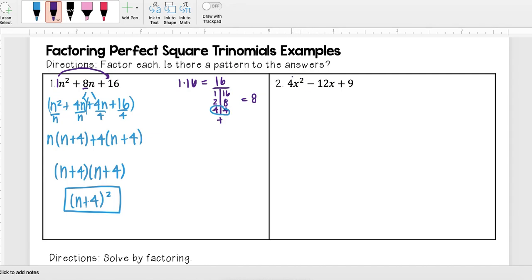Okay, let's try another one. So first, I'm going to do a times c, so I have 4 times 9 to get 36. I'm looking for two numbers that multiply to 36, but then add to negative 12. Since I'm multiplying to a positive 36 but adding to negative 12, that means that these need to both be negative. So negative 1, negative 36, nope. No. Nope. But I see that negative 6 and negative 6 work.